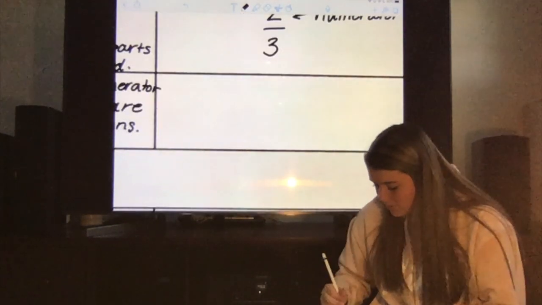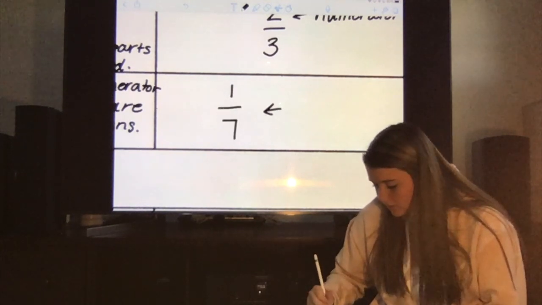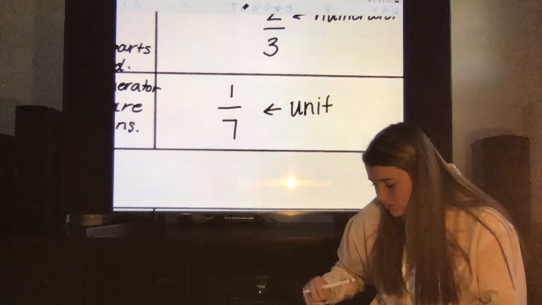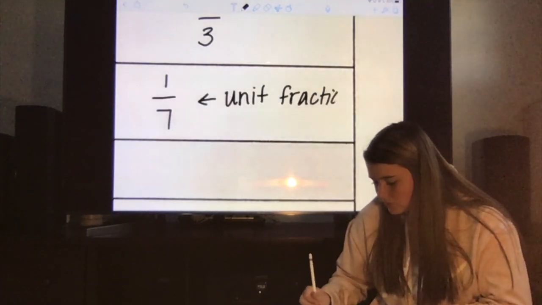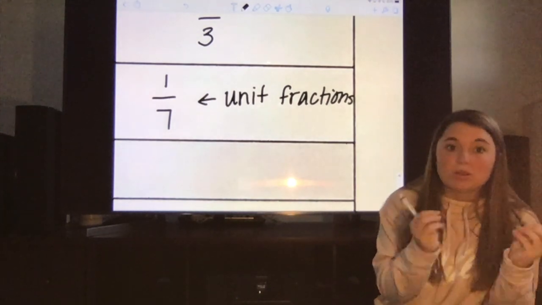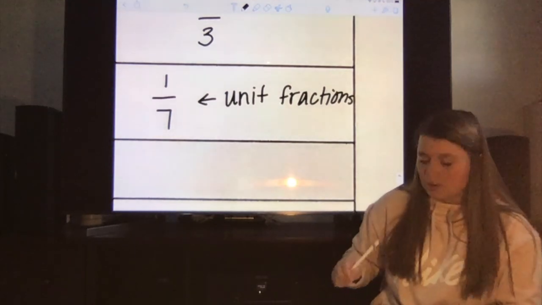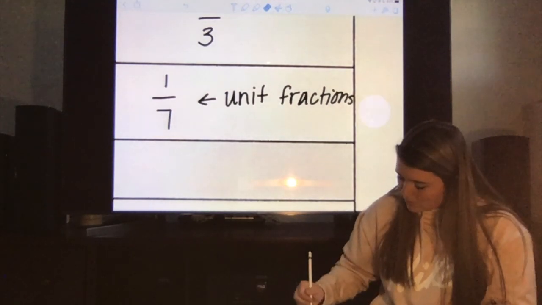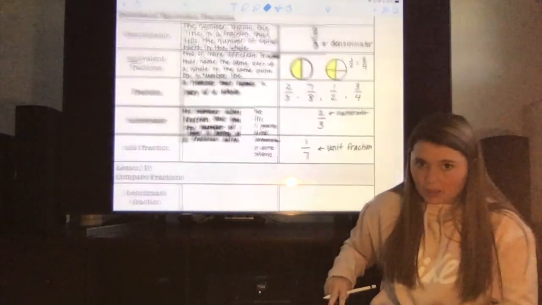So pause it and write. And our example will be something like 1/7. This is a unit fraction because everything will be built upon that 1/7. So 2/7 would be 2 times 1/7, 3/7 would be 3 times 1/7, and so on and so forth. So pause it and write it.